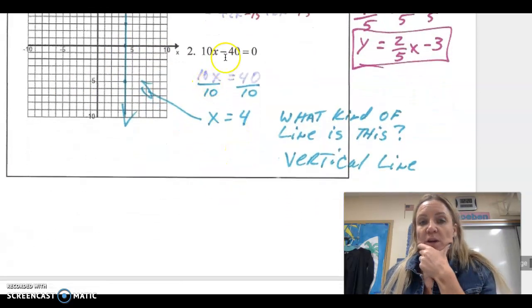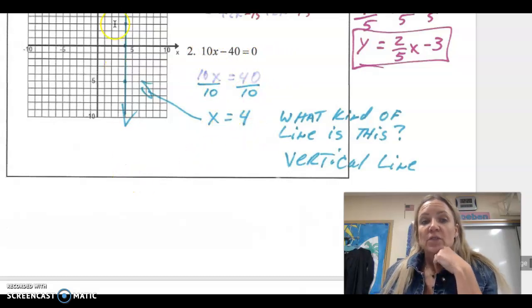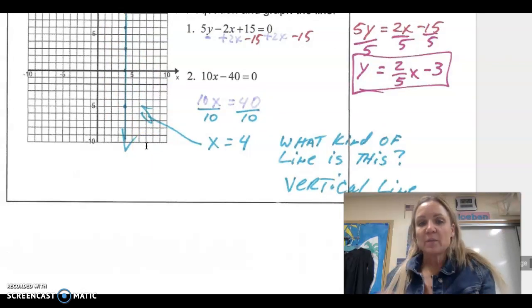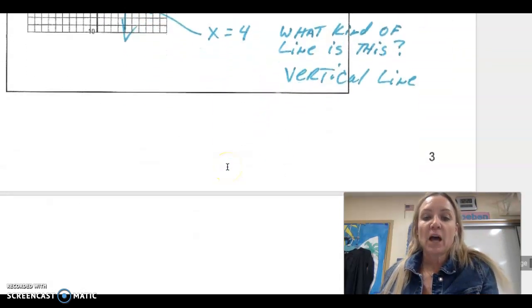All right, for the second one, we have 10x minus 40 equals 0. So we add 40 to both sides, divide both sides by 10, and we get x equals 4. So that's a vertical line straight up and down. It's undefined, like we talked about before, and it's a vertical line.